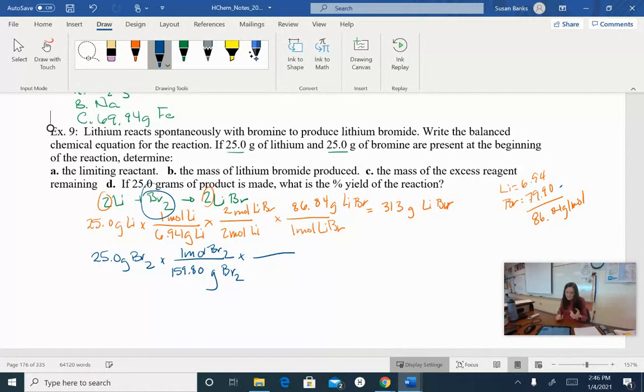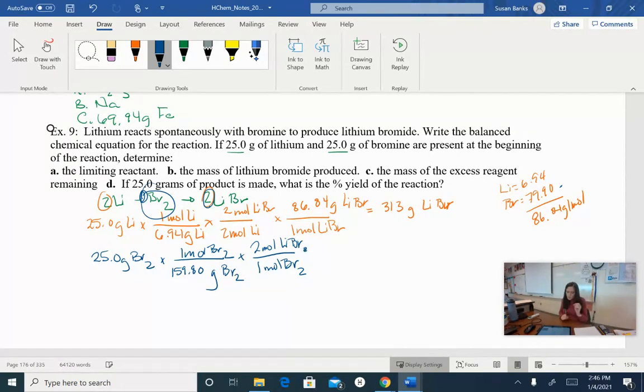I've gone from grams to moles. Now I need to go from moles of what I know to moles of what I want to know using my mole ratio. I have 1 mole of bromine, and I'm going to put bromine on the bottom because I want it to cancel out, reacting to give me 2 moles of lithium bromide.